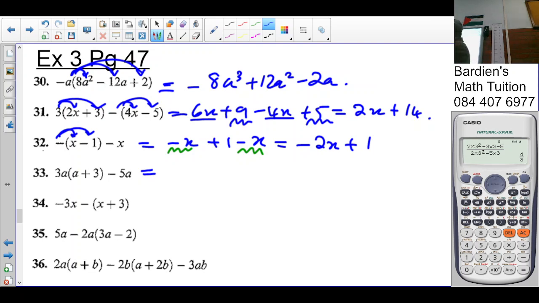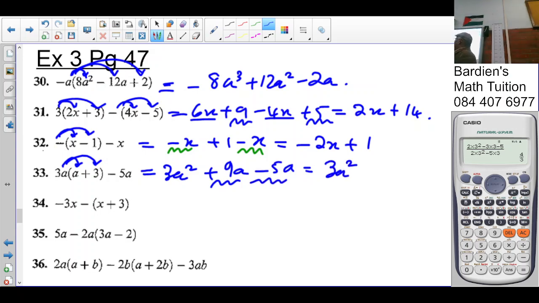3a squared plus... No, she's right. She's absolutely correct. Get rid of the brackets. 3a times a? 3a squared. 3a times 3? Positive 9a. 3a times... Minus 5a. So now we look for like terms. So it's 3a squared. What is 9 minus 5? 4. 9a minus 5a? 4a. Which makes a right. Correct. Right. Next.